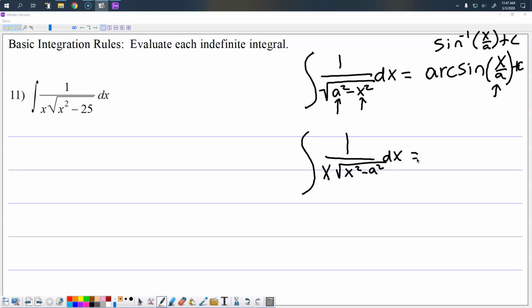The difference here is, notice that the x and a have switched roles. They're in different places, and also there's an x on the outside. So that results in an arc secant, and you start off by doing 1 over whatever the a is, and then it's arc secant, and then it's going to be the absolute value of x over a plus c, of course. And once again, they can write it like this.